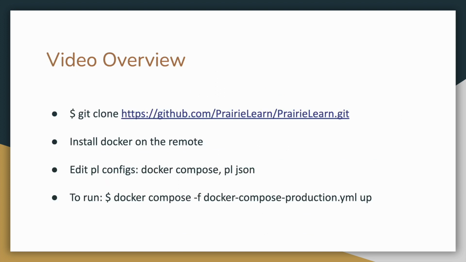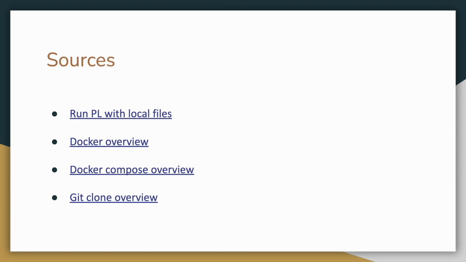and the video overview will be cloning the PrairieLearn Git repository, installing Docker on the remote virtual machine. We're going to be editing the PrairieLearn config files in the Docker compose file, and we're going to be creating the PrairieLearn JSON. And to run this, we're going to be using docker compose -f and then the docker compose production, and then just the command up. So here are sources.